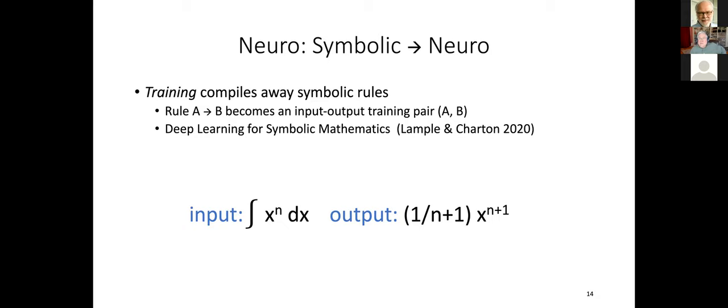And this is the work on deep learning for symbolic mathematics, where the idea is that you want to simplify a mathematical expression. So there's a possible input, the integral of x to the n dx, and the output of that, the symbolic form, is 1 over n plus 1 times x to the n plus 1. It seems almost like magic that this works. Is it simply memorizing? Is it actually gaining an understanding of mathematics? There is evidence that it's doing more than memorizing.